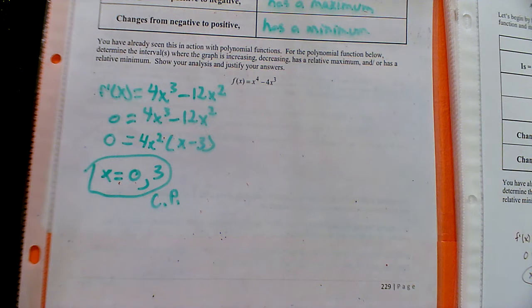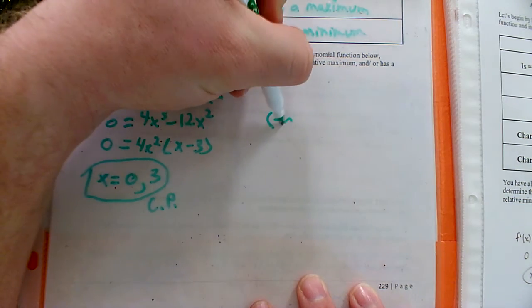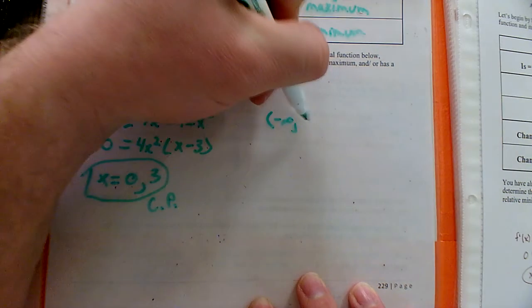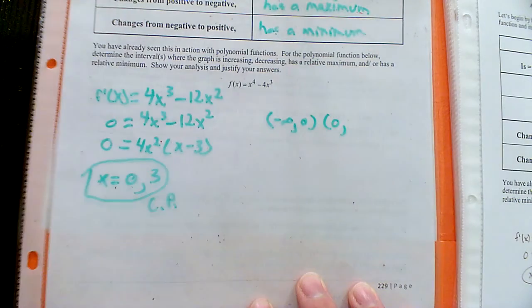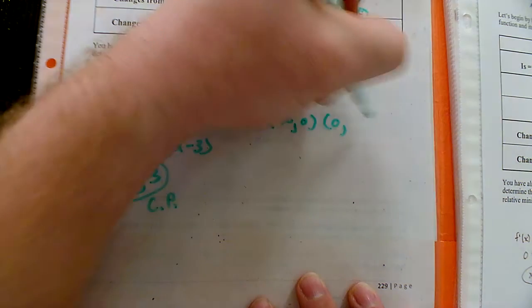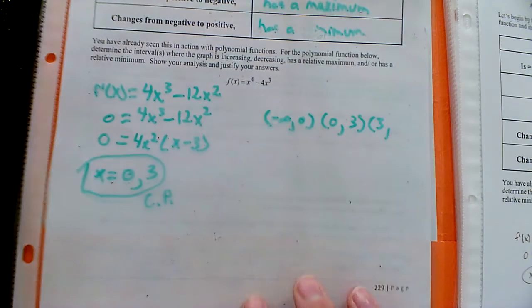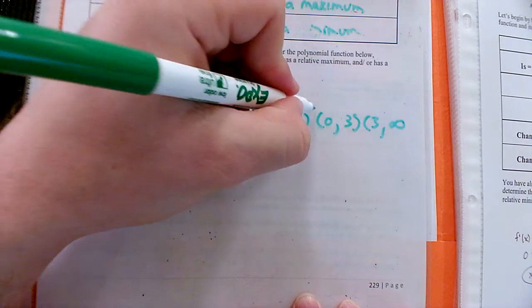And what we're actually going to do when we find these critical points, we are going to create a table with our intervals. So our function starts at negative infinity. And where does our first critical point happen? 0. Then we go from 0 to where? Where's our next critical point? 3. Then we start at 3 and go to where? Infinity. So this is actually going to be the basis for our table.